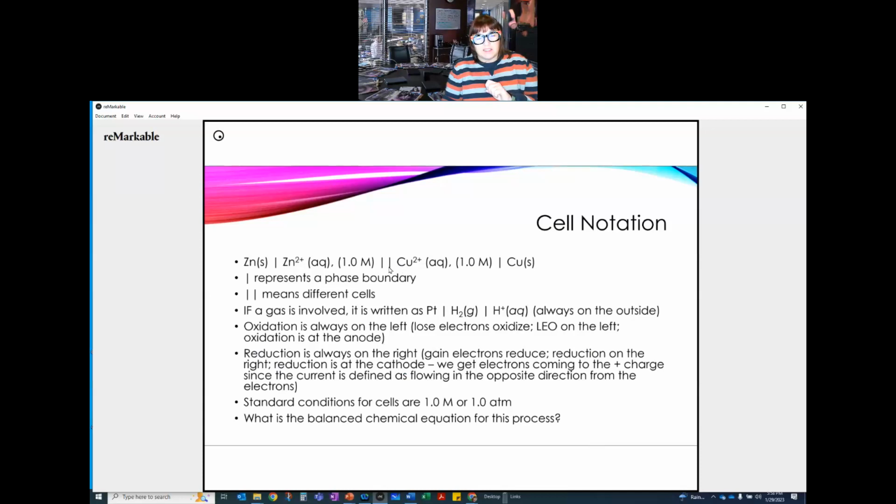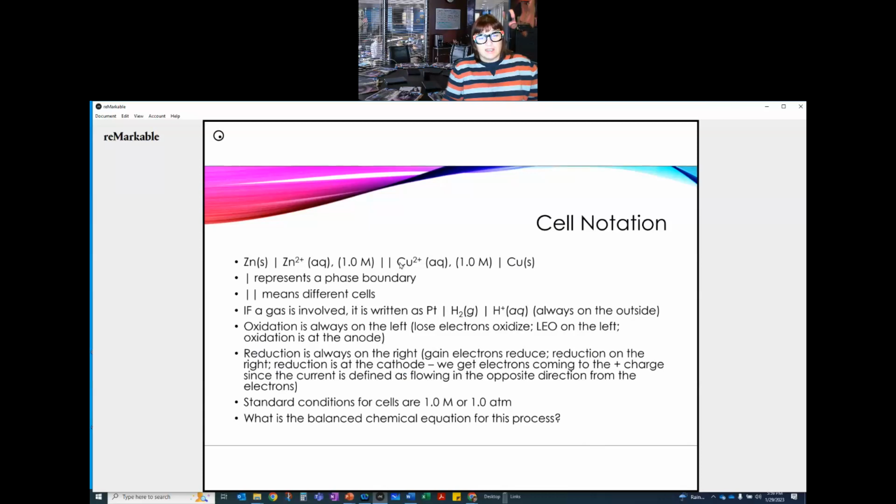Notice that there are two lines here. That indicates that there are two different cells, which has to be if we're going to get actual work out of this. Okay. We include what the metal is for the oxidation at the anode, which is here, and then the solution that it goes to, and this one goes from solid to ion.